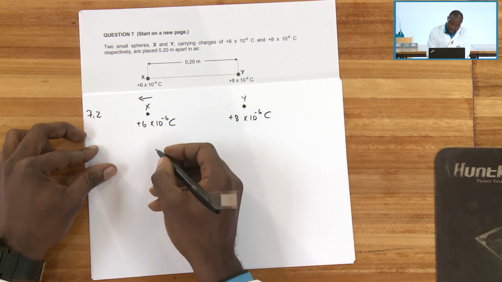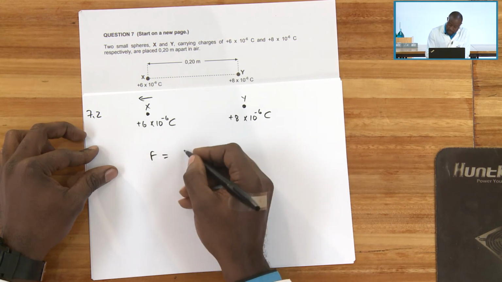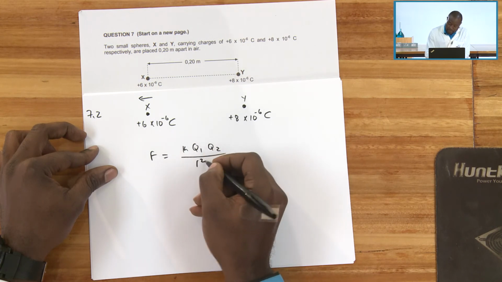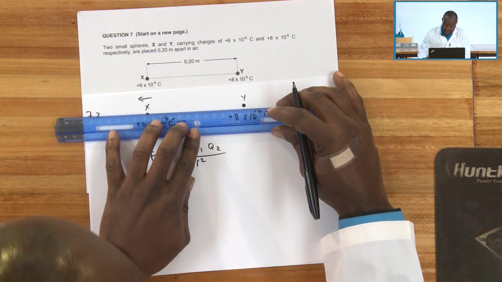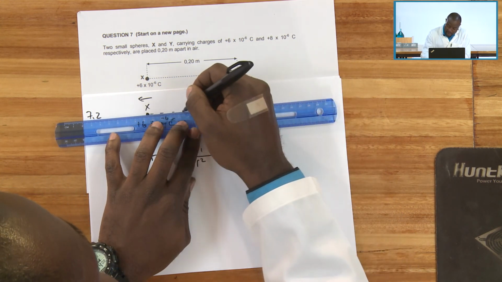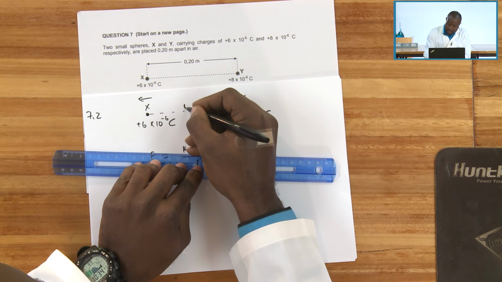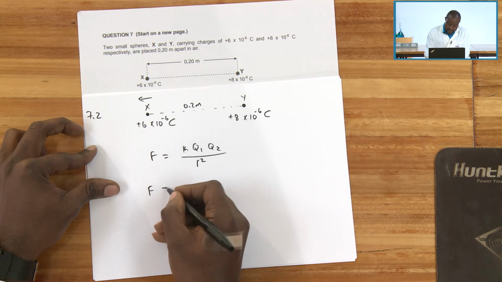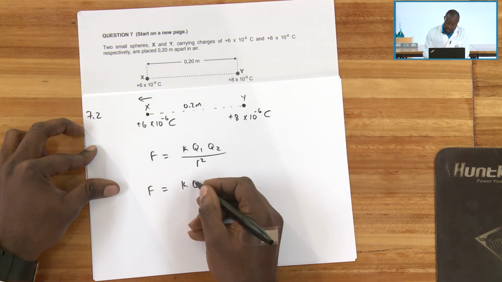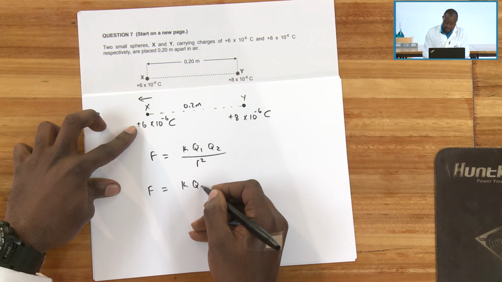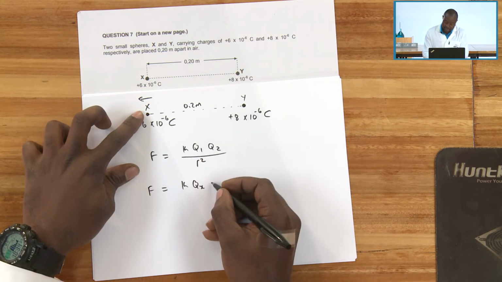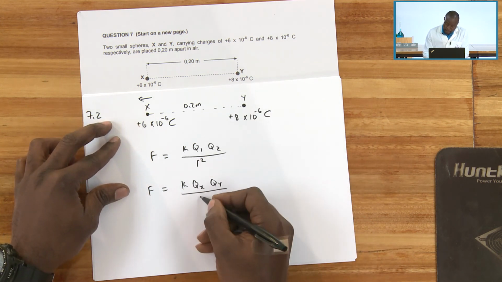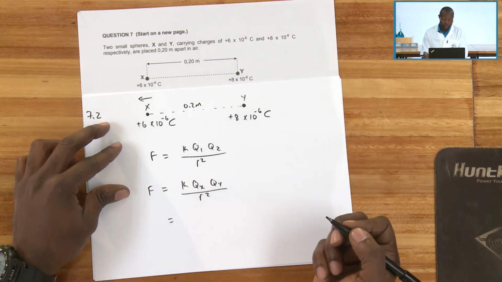And our formula says force is equal to K Q1 Q2 over R squared. So on our diagram, I'm going to indicate our distance, which is our R, as 0.2 meters. And so here I'm simply going to rewrite this formula and replace Q1 with QX, because this is charge QX, and replace Q2 with QY, because this is charge Y, over R squared. And then we're going to put in our values.